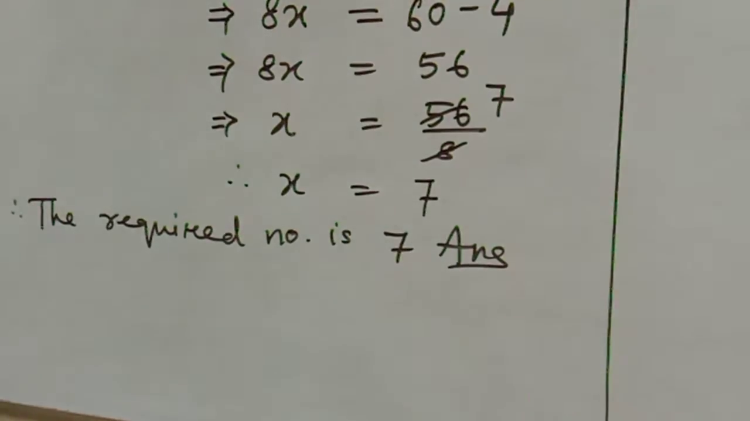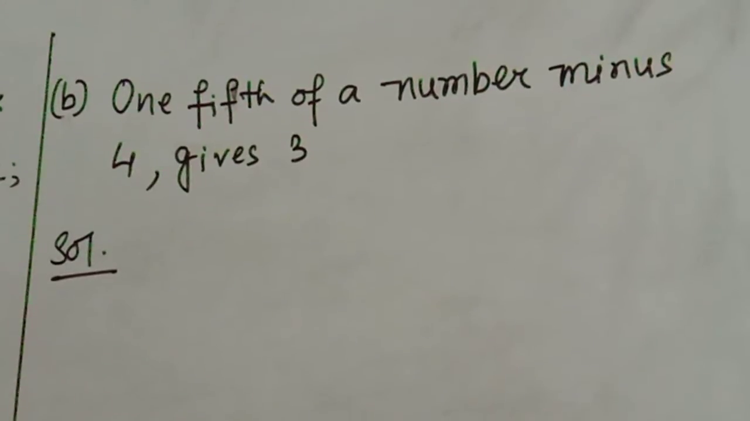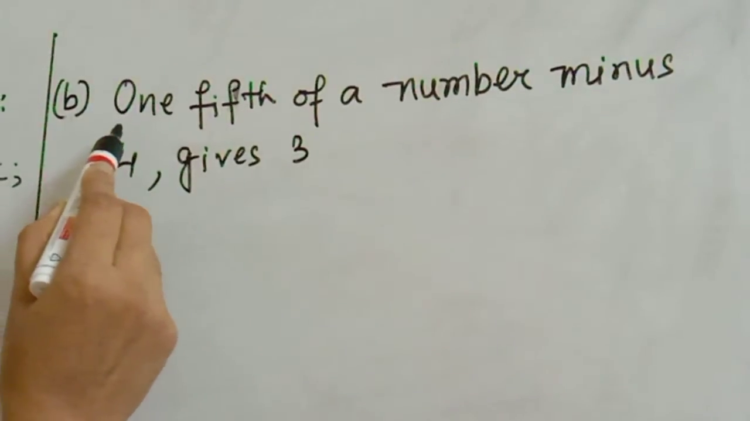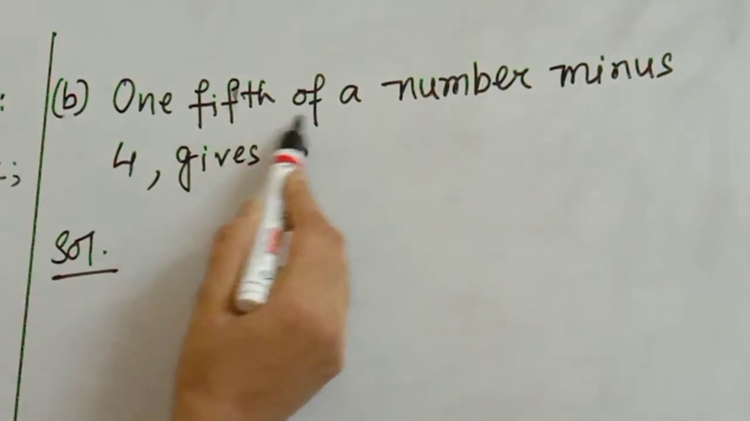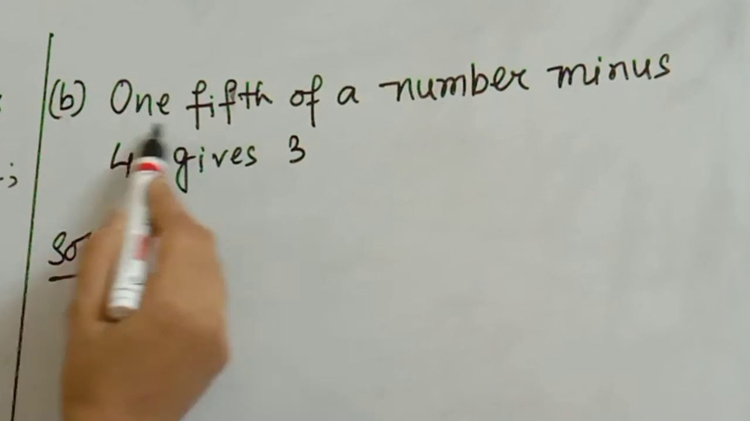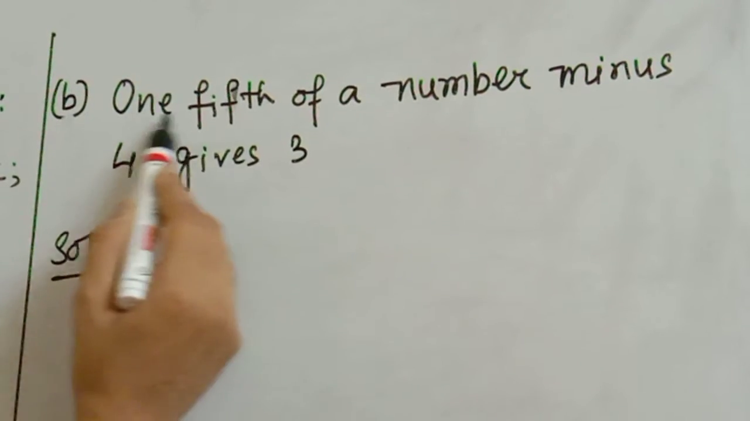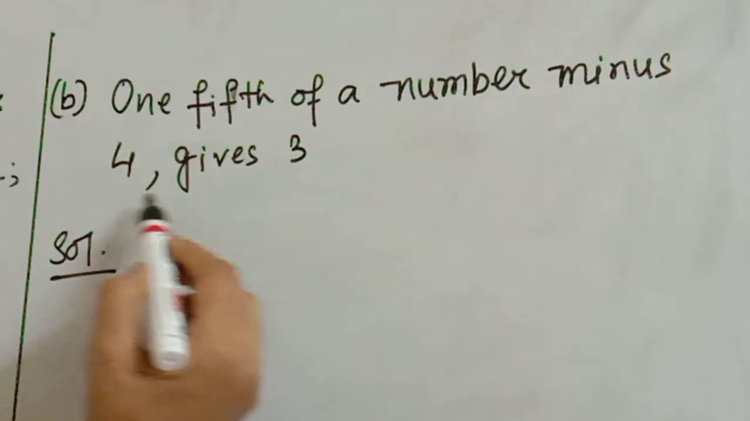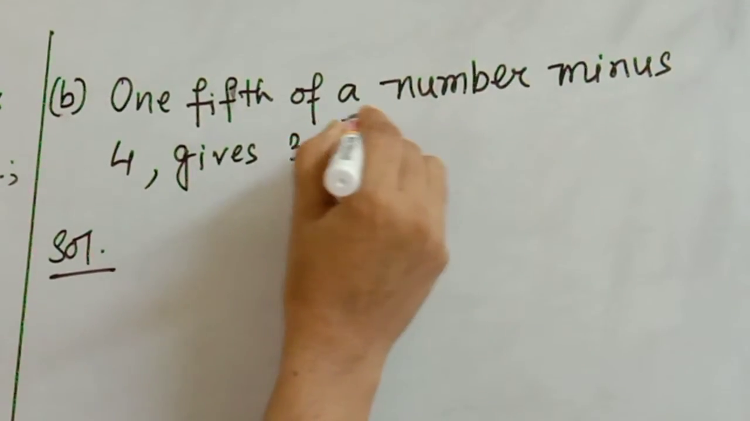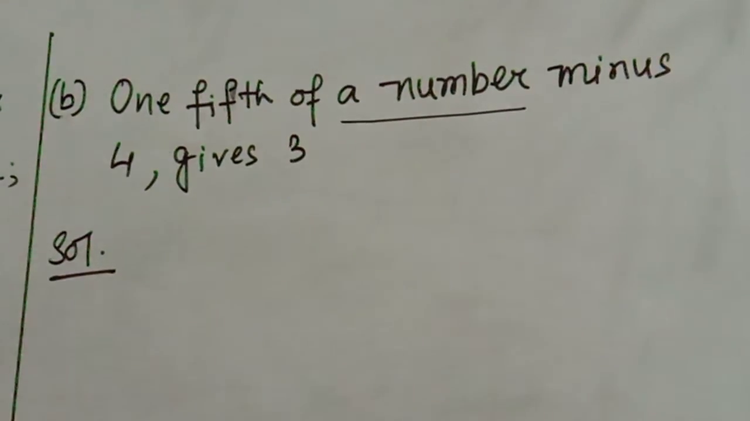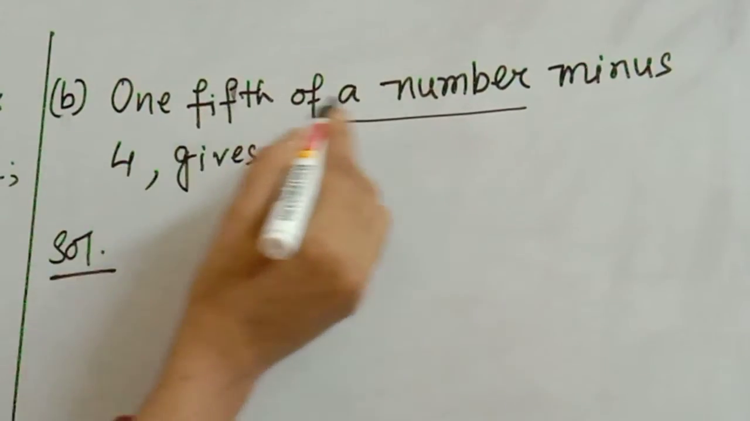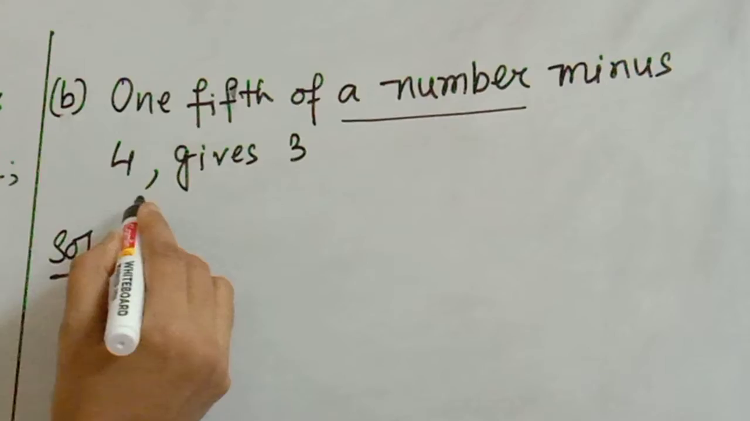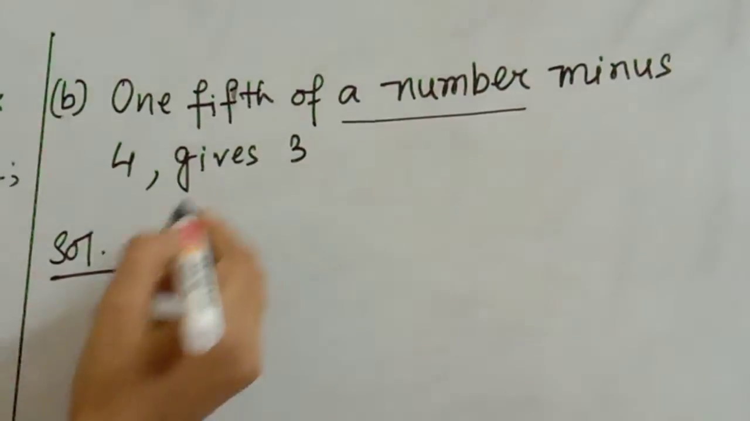Understood? Now come to the next sum. In question B: 1/5 of a number minus 4 gives 3. 1/5 of a number, you can understand that as 1 by 5. A number, you need to take a variable for this. So 1/5 of the variable minus 4 is equal to 3. This is the equation only.